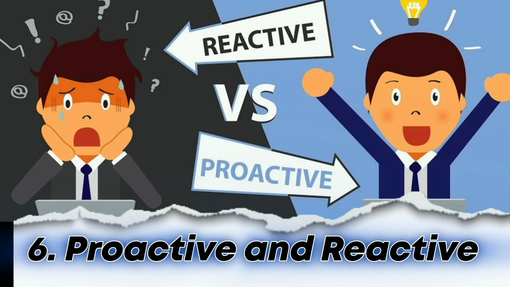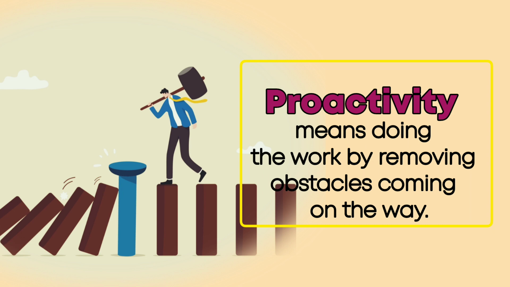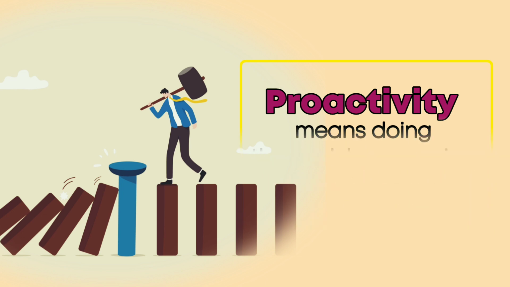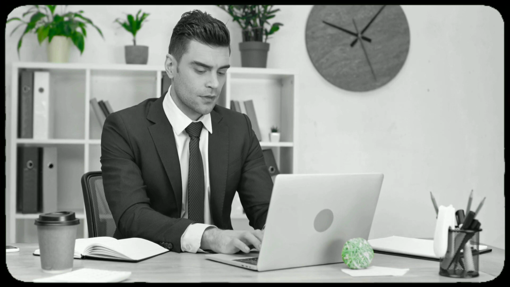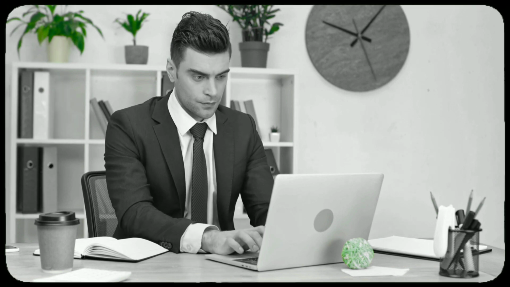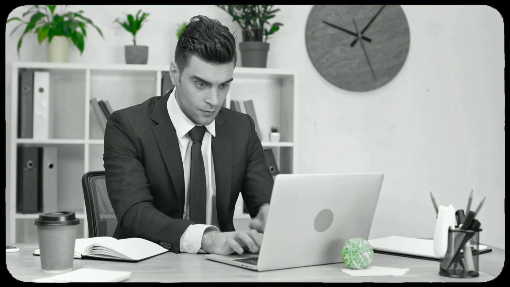Difference number 6, proactive and reactive. Proactivity means doing the work by removing obstacles coming on the way, and reactivity means giving excuses because some obstacle has come in the way of work. An enlightened person knows that obstacle is the way. So, he first removes the obstacle and then does his work. But an unenlightened person, when stopped by obstacles, stops his work by giving reasons why he cannot work.